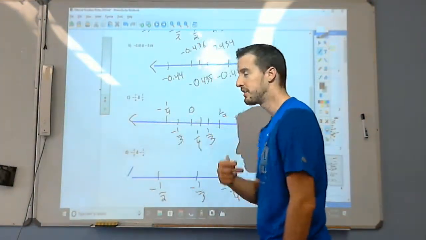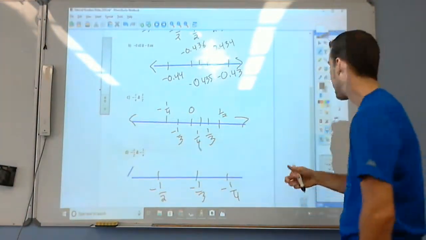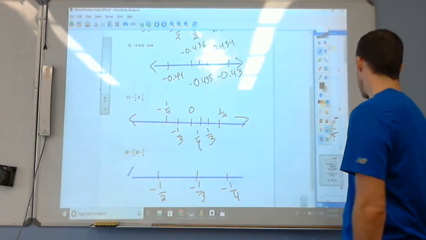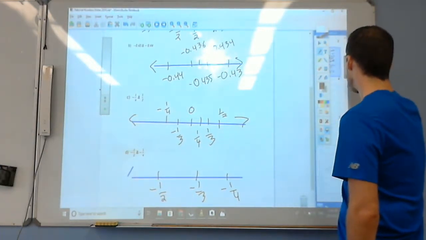Last section before I turn it back over to you guys, and we're going to do some practice problems, and then we'll go over the solutions next day.